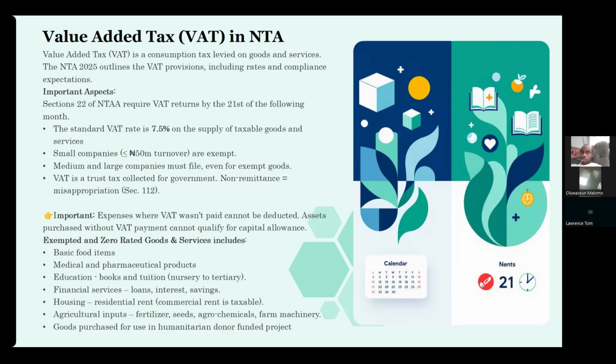Now, some goods and services are exempted, and some are subject to 0% VAT. One of those zero-rated goods is basic food items. Basic food items I would buy in the open market are not subject to VAT. Then we have medical and pharmaceutical products, which are not subject to VAT. Education, books and tuition fees are not subject to VAT. Housing for residential rent, not commercial, is not subject to VAT. We have a full list of all of those on the schedule.